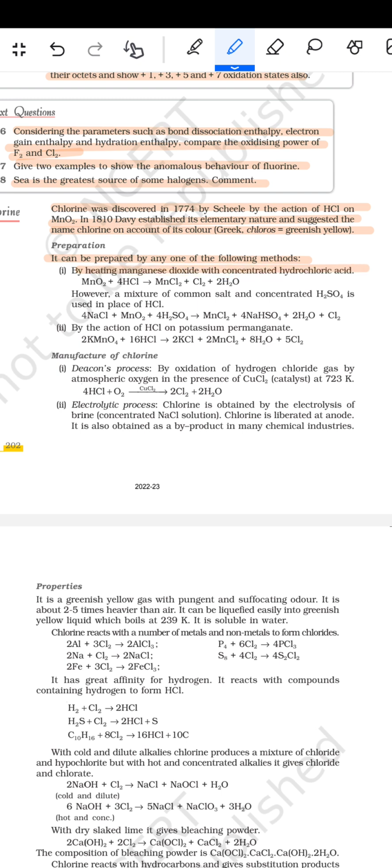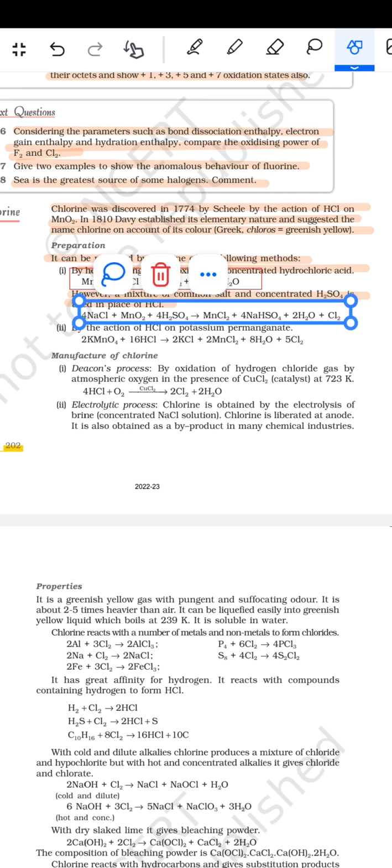concentrated hydrochloric acid, जैसे MnO2 प्लस HCl को गर्म करेंगे तो MnCl2 प्लस Cl2 प्लस H2O मिलेगा. However, the mixture of common salt and concentrated H2SO4 is used in place of HCl. जैसे NaCl plus MnO2 plus H2SO4 gives MnCl2 plus NaHSO4 plus H2O plus Cl2 मिलेगा.